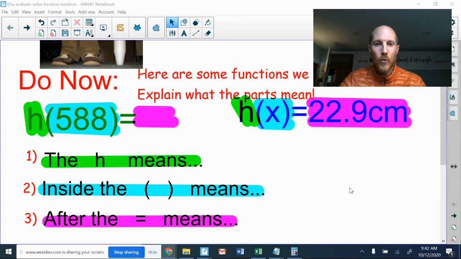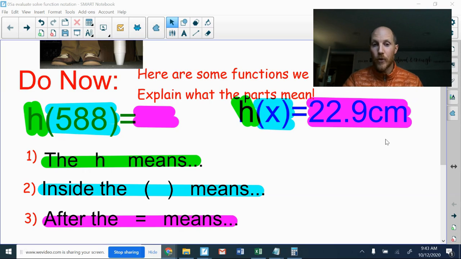Hey, algebra. So let's do a little bit of remembering. Last week, one of the things we looked at was stacking some cups and measuring the height of that stack of cups. So here are some of the expressions that I used to explain the stacks of cups. H(588) equals something. And another one that I used was H(x) equals 22.9 centimeters.